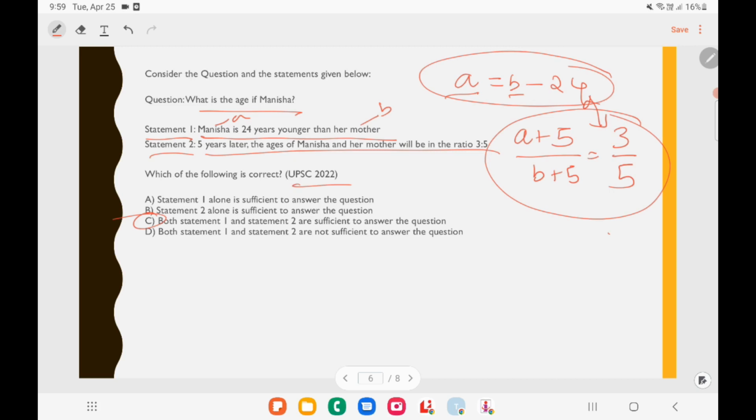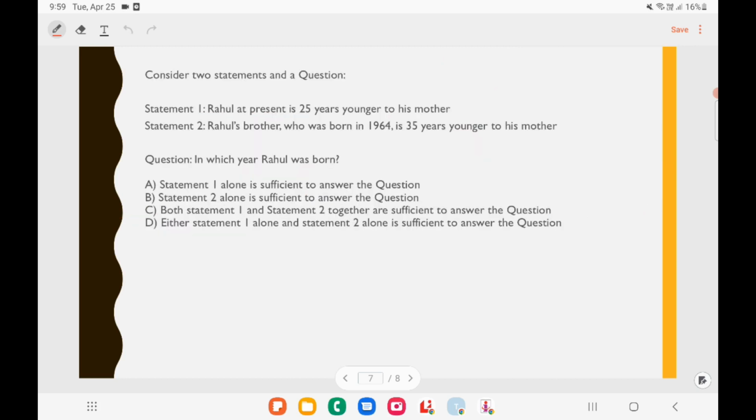Okay, so you don't need to actually find out the age of Manisha in these type of questions. Now let us take a different question. So this is a practice question. So it is also a statement based question, and two statements are given and a question is given. So we need to find out in which year Rahul was born.